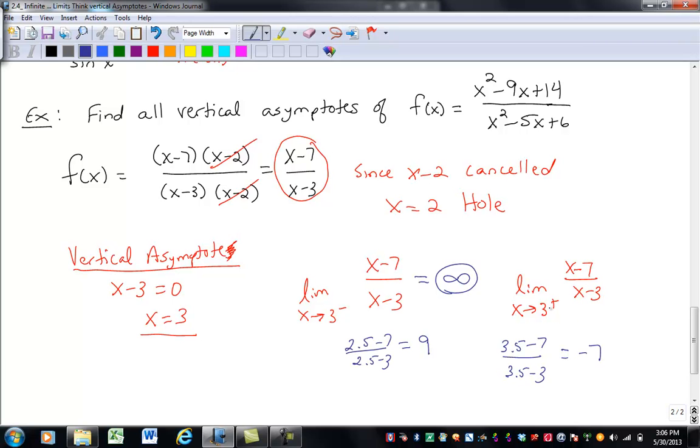There's a vertical asymptote at 3, and since the y values are negative, I know it has to be negative infinity that it's approaching. Since the left-hand and right-hand limits are different, the overall limit as x approaches 3 of x minus 7 over x minus 3 does not exist, because the right and the left-hand limits aren't the same.